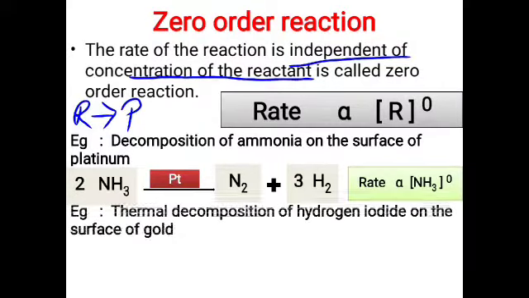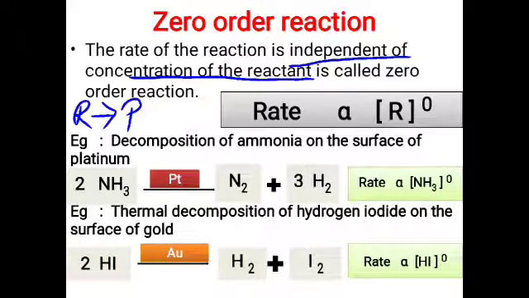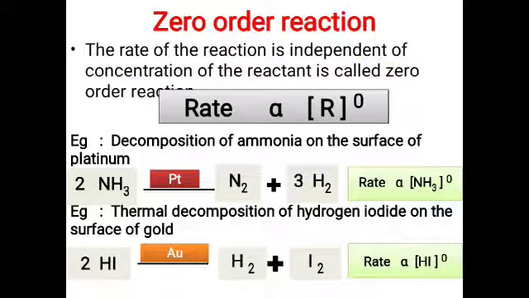One more such example is the thermal decomposition of hydrogen iodide on the surface of gold. Here two hydrogen iodide molecules, when taken on the gold surface, decompose to give hydrogen and iodine. Experimentally again, this reaction was found to be a zero order reaction, where it was independent of the concentration of the reactant. So we can write rate is directly proportional to the concentration of hydrogen iodide, but since it is independent, we write the power as 0.